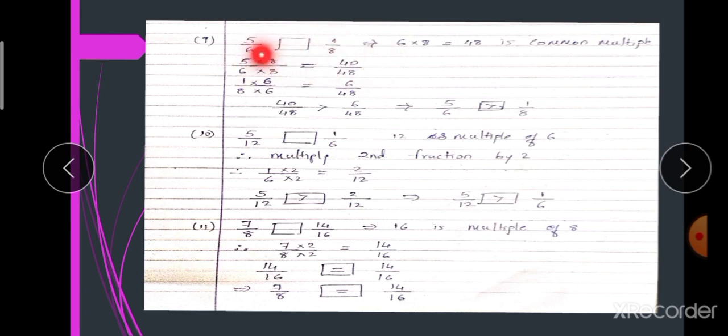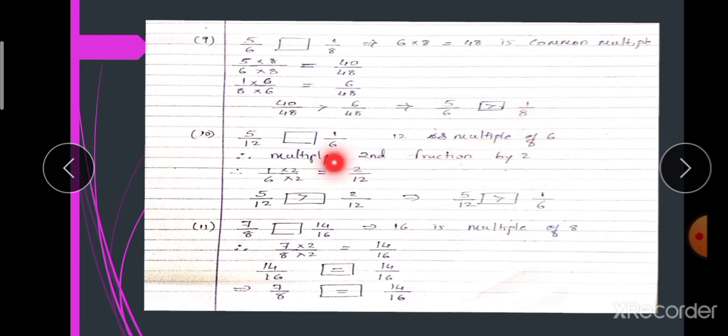Denominators are not the same, therefore they are called unlike fractions. So 6 into 8 you get 48. 48 is the common multiple. So here we will multiply the first fraction 5 upon 6 by 8, so therefore 40 upon 48. The second fraction 1 upon 8 by 6, therefore 6 upon 48. Okay.